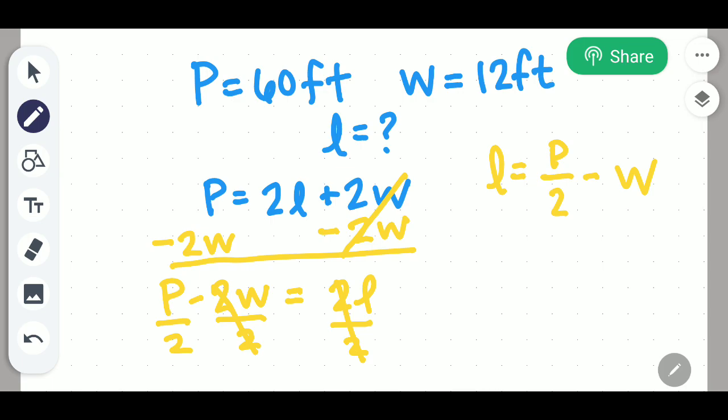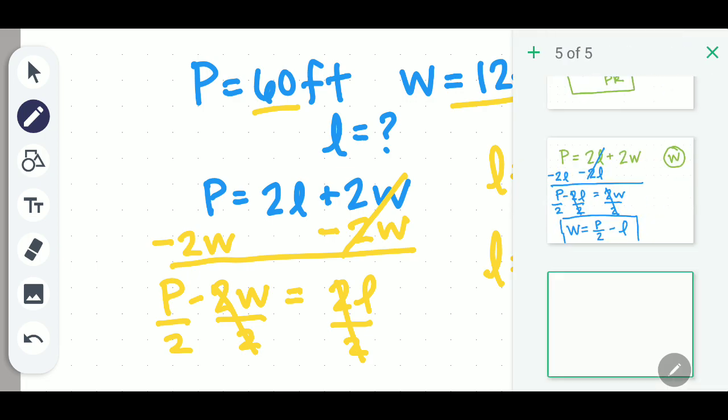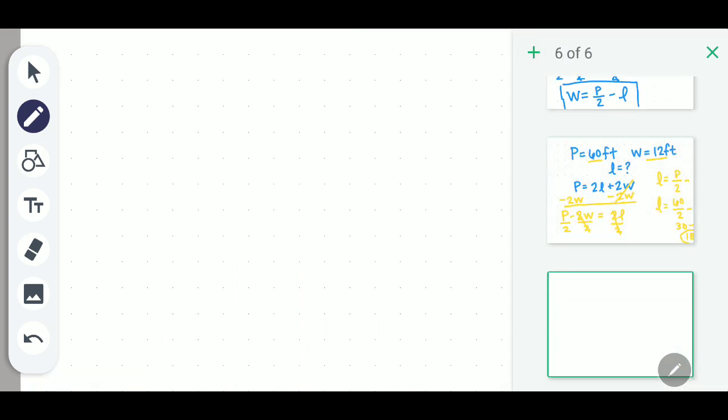Okay? Well, now we know P is 60, and W is 12, right? So let's plug them in. L equals 60 over 2 minus 12. 60 over 2 is 30. 30 minus 12 is 18. So our length is 18. Okay? Easy enough. Let's try one more example.